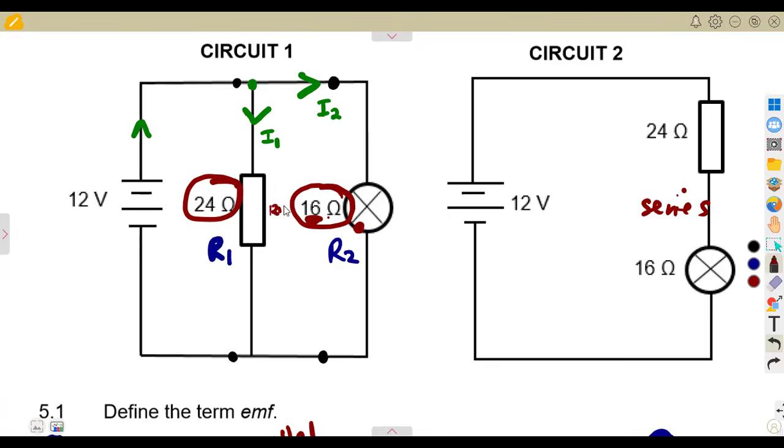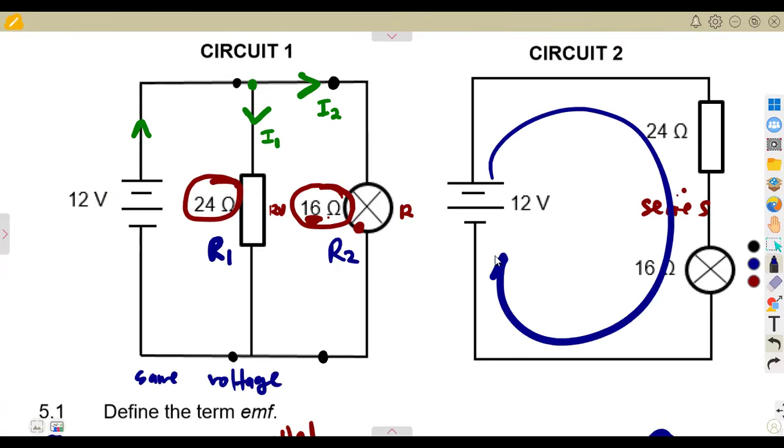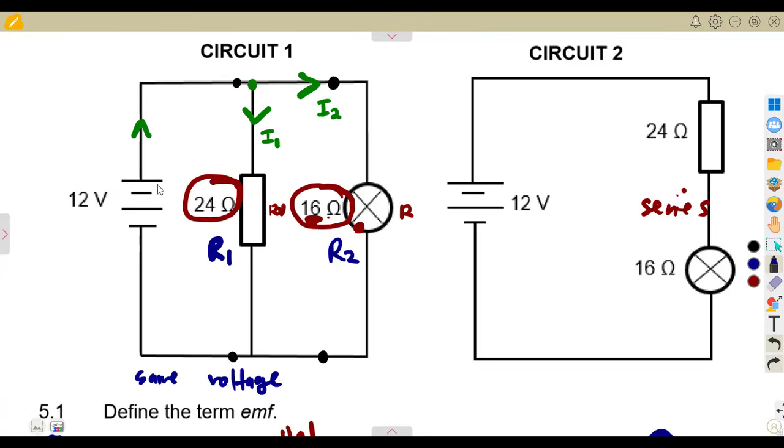There is 12 volts on this resistor. There is also 12 volts on the battery. The voltage is the same in the parallel circuit. So in a parallel circuit, we know that there is the same voltage. In a series circuit, we consider the same current. But in a parallel circuit, it is the voltage which is the same. So if the voltage is the same, it means there is 12 volts here on the bulb.